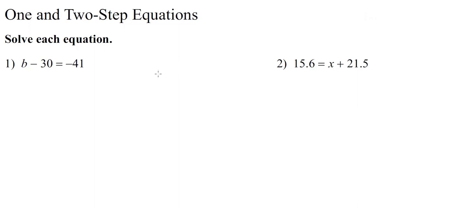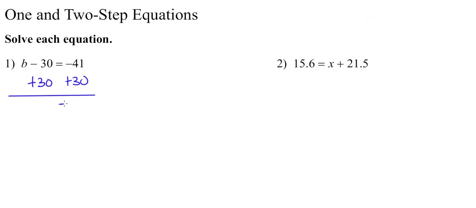All right, so here's a review for the quiz on solving 1 and 2-step equations. Taking a look at number 1, it says b minus 30 equals negative 41. We want to isolate the variable b on the left side of this equation, but negative 30 is also on the left side, so we need to get rid of it. To get rid of negative 30, we're going to add 30. And whatever we do to one side, we have to do to the other side.